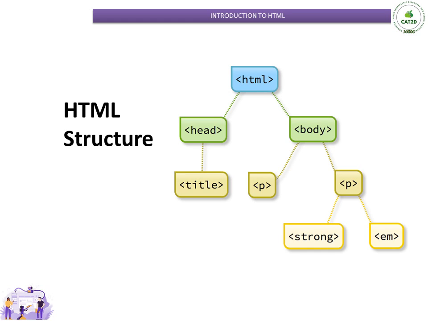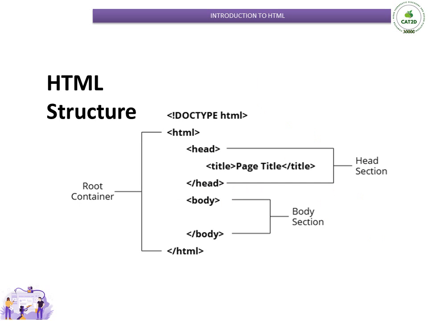So the structure of HTML. The root is the HTML, followed by the head, followed by the body, while the head goes down to the title. So in your HTML, you start with the HTML, you close it with the HTML, followed by the head, you close the head, followed by the title, you close the title. Then you now move to the body. Then the body can now have the paragraph and other tags and attributes. So the basic structure is this now.